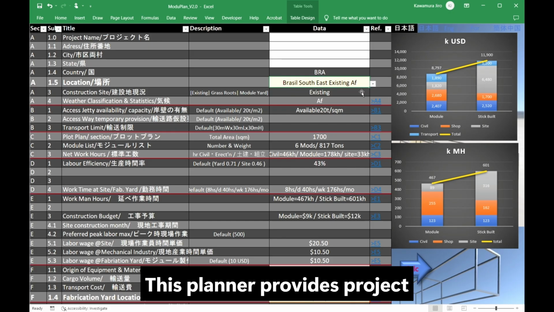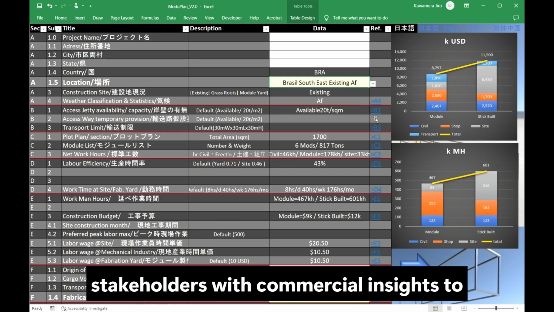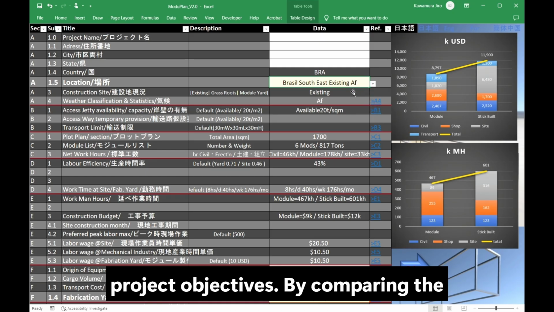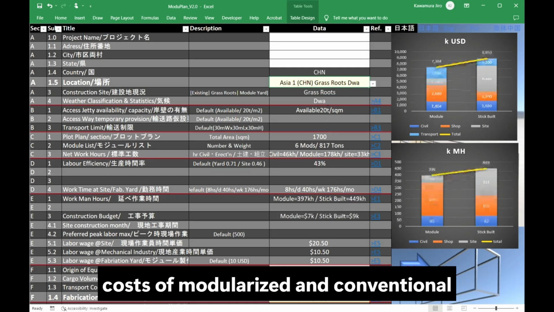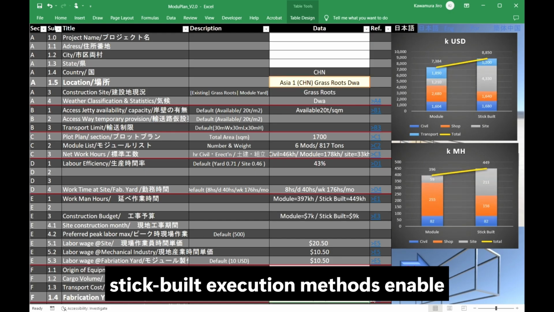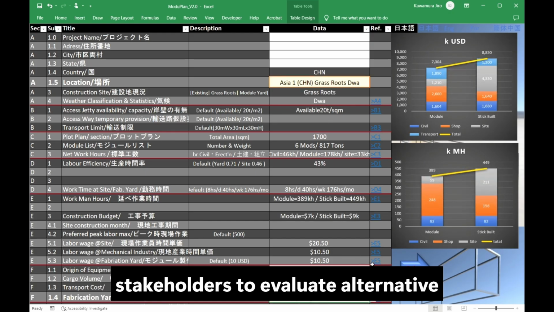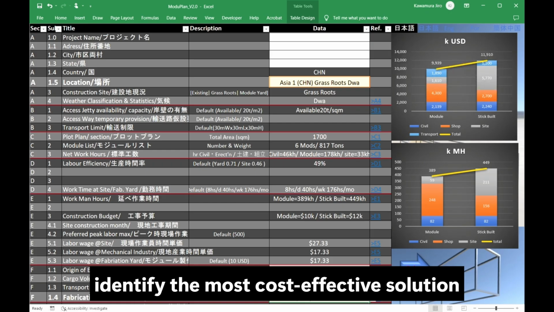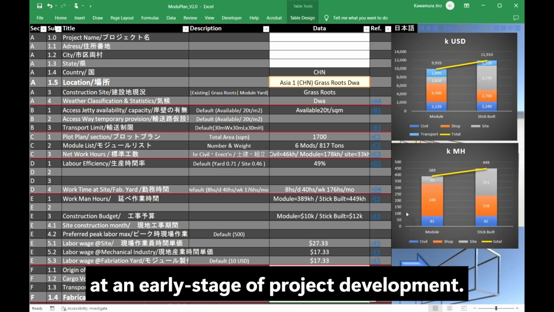This planner provides project stakeholders with commercial insights to support decision-making and achieve project objectives. By comparing the costs of modularized and conventional stick-built execution methods, it enables stakeholders to evaluate alternative strategies, optimize project value, and identify the most cost-effective solution at an early stage of project development.